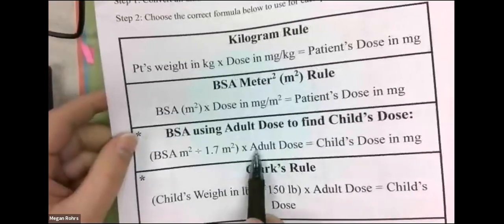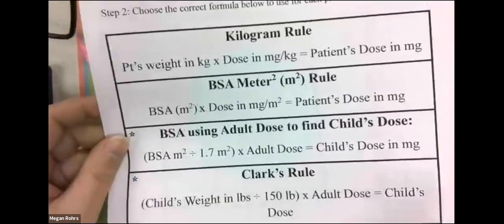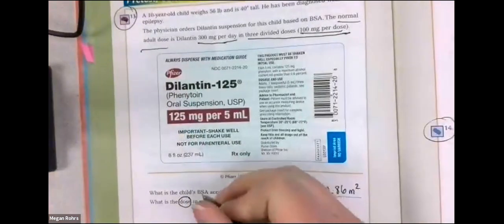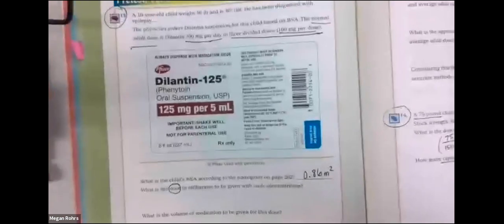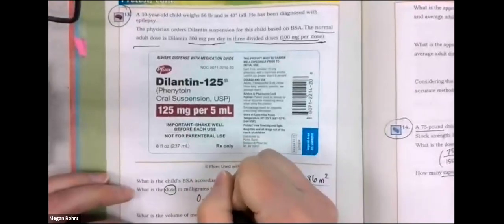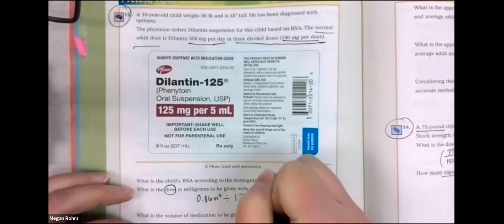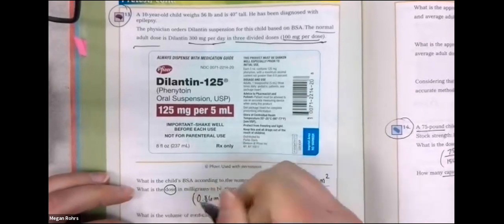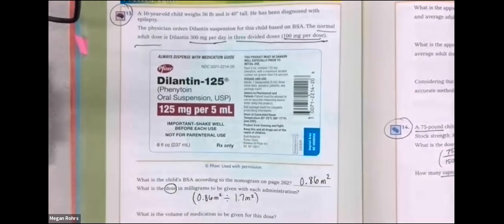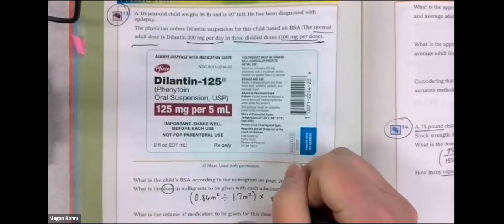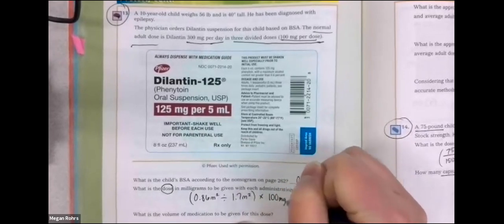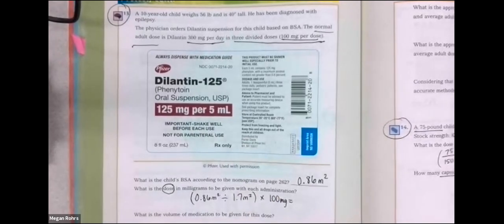So we're going to use this third rule here. So we're going to take their BSA, 0.86, divided by 1.7 meters squared. We're going to do that first, and then we're going to take that times the adult dose of 100 milligrams per dose.